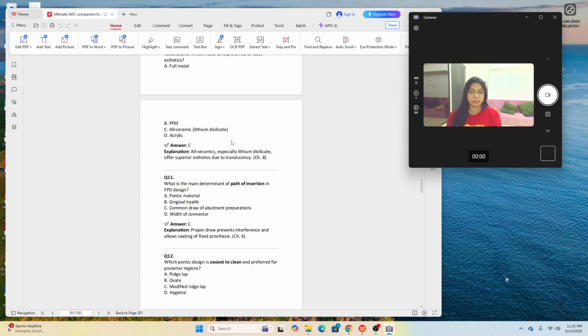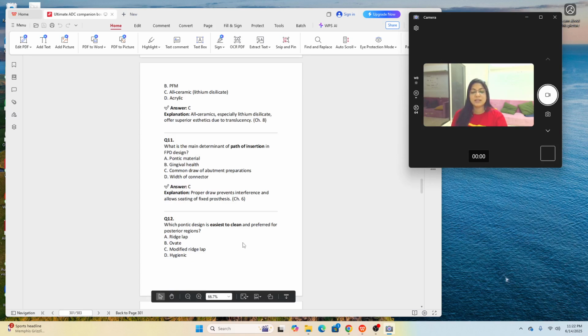It has to be straight. You should not deviate more than a certain degree, probably 7 or 10 degrees. The straighter it is, the better is your resistance form for the crown, correct? If the mesial side is straight and the distal side is at an angle, your crown is not going to go properly. If both are straight, then you'll have the best fitting of the crown. So if you have 2-3 abutments prepared, then all the abutments have to be prepared in a straight line. That is called a common draw of abutments, or the determinant of path of insertion.